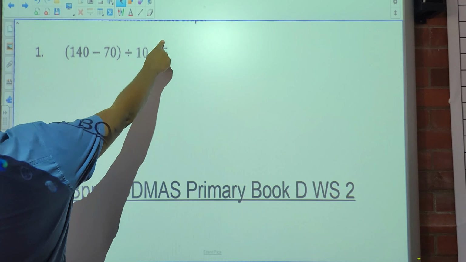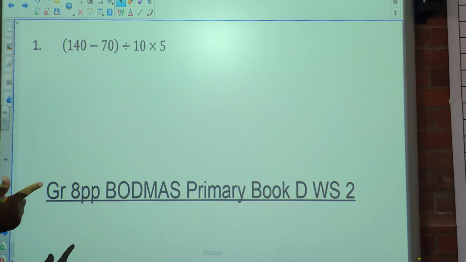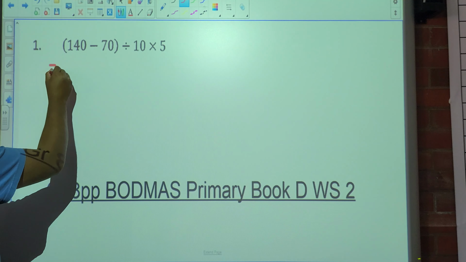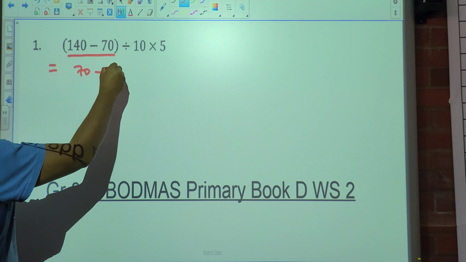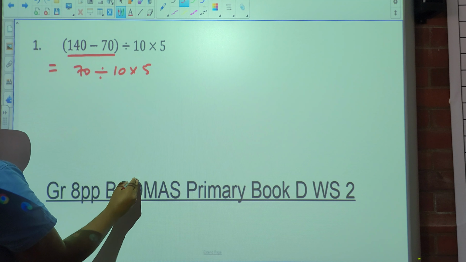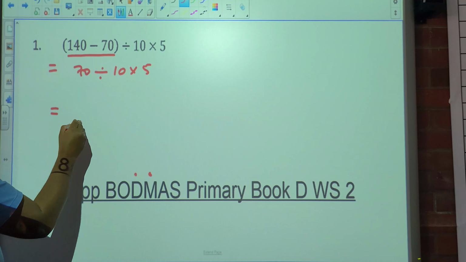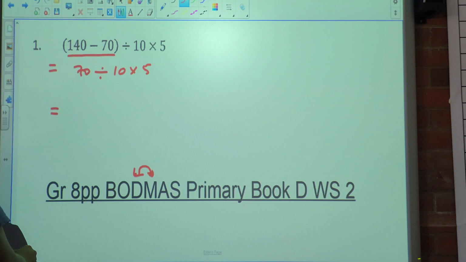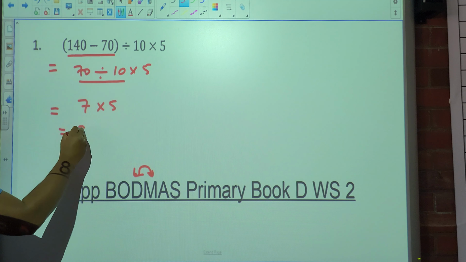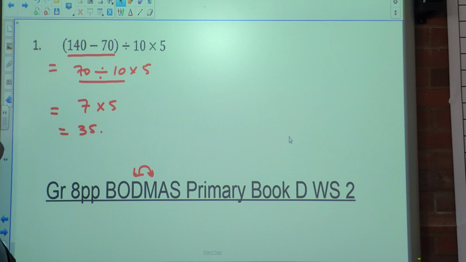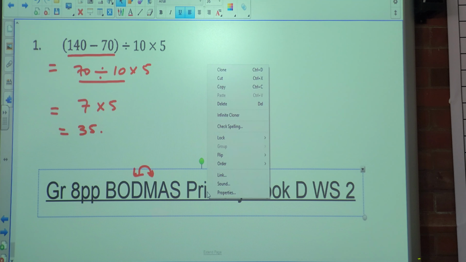Okay, so as you can see, we've got brackets, division, multiplication. So what must be done first? The bracket must be done first. So 140 minus 70 is 70. Then 70 divided by 10 times 5. Now we have division and multiplication, so whatever comes first in the line, from left to right, we do first. So what comes first? Division: 70 divided by 10 is 7. 7 multiplied by 5 is? Okay, you all okay with that?